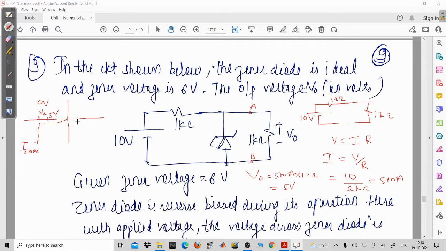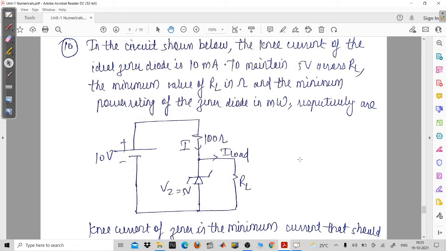So we'll take one more numerical. In this numerical, a Zener diode of 5 volt is given. It means that when this voltage is reached, the Zener is going to provide you a constant voltage irrespective of the load current flowing through the Zener diode. But you will have to check whether the operating current is between the knee current and the maximum current. Now in this problem, the knee current is given, and that is 10 milliampere.